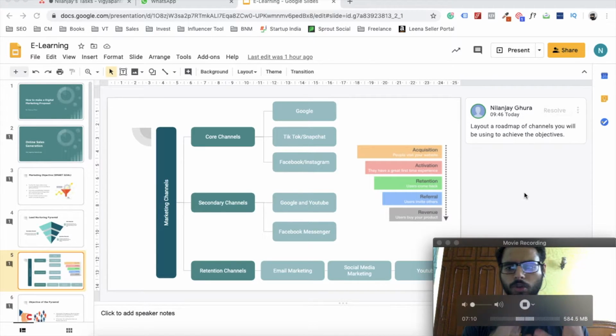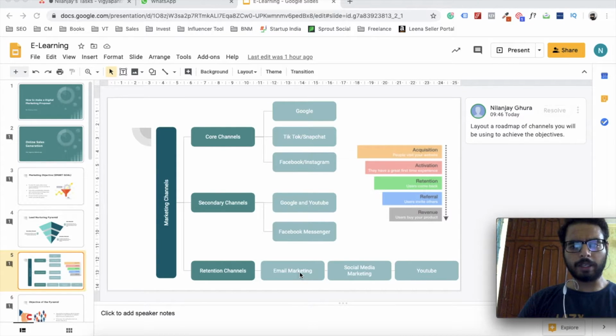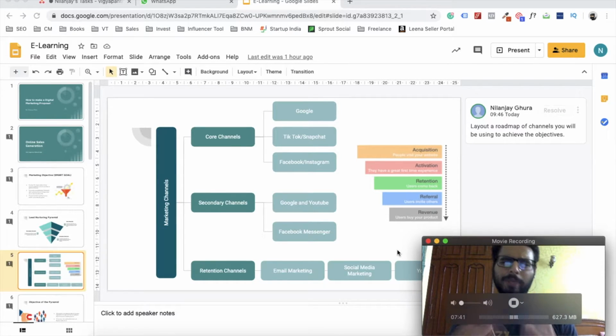Now, I have laid out a roadmap of how I'm going to target each marketing channel in the different pyramid steps. So, for example, in the core channel, I have defined my primary channels to be Google ads, TikTok or Snapchat ads, and Facebook/Instagram, right? In my secondary channels, which is basically for my remarketing, I have decided to go for Google and YouTube remarketing and Facebook Messenger remarketing, right? And in the third channel, which is the retention channel, I have decided to go for email marketing, social media marketing, and YouTube. Now, even though this is a PPC ads proposal, I did mention social media marketing and email marketing in here, because these are for retention channels.